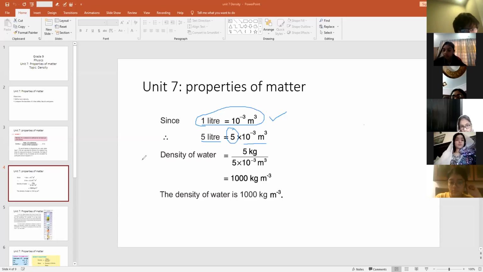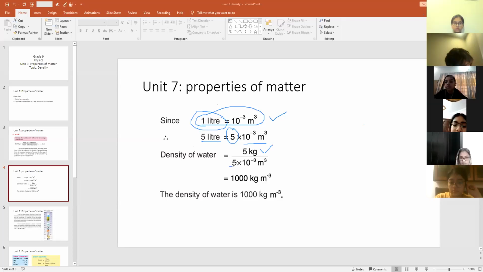So if we want to calculate the density of water, let's say the mass of the water is 5 kg and the volume is about 1 liter. If there is water of 1 liter and we have converted it into meter cube, that will be equal to 5 into 10 raised to power minus 3 meter cube, right? So if we just calculate, this 5 will cancel out with that 5 and we will be left with 1 by 10 power minus 3.